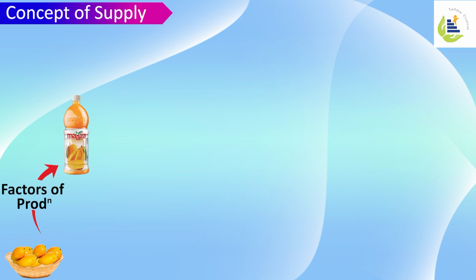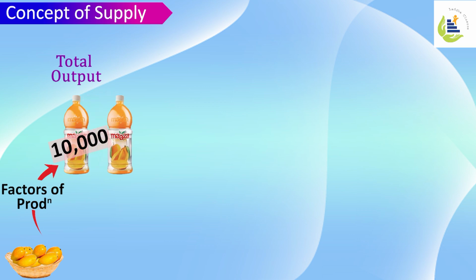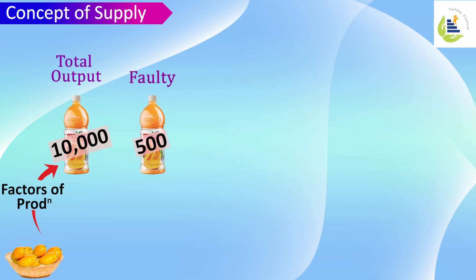Let us try to understand this: I am a producer of Maaza bottles. With raw materials like fruits and mangoes, using the factors of production and the process, I make finished products, that is output, which is ready for consumption. So let's say I made 10,000 bottles, that is my total output. Out of which around 500 bottles came faulty. There were some issues with those bottles, some leakage, some things were wrong. So I resend them for reprocessing.